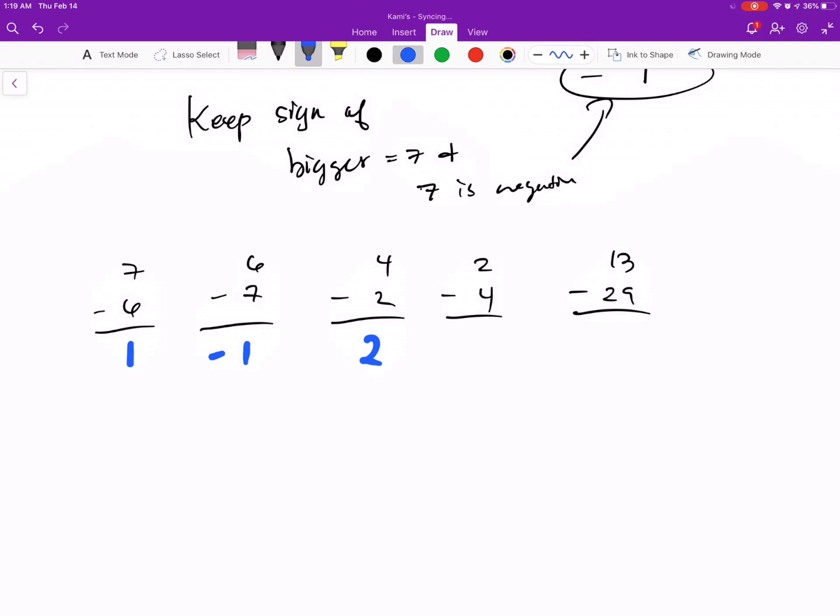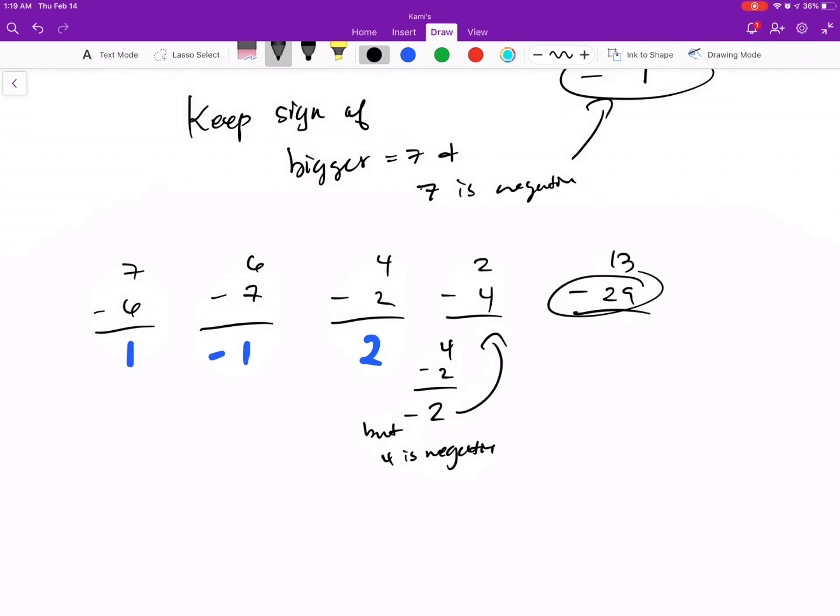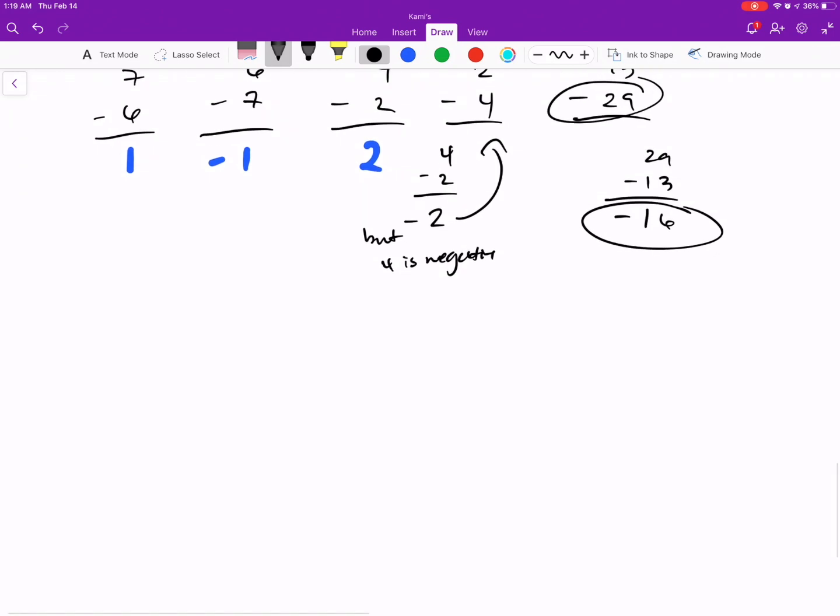So let's see. 4 minus 2. Shoot, sorry about that. Well, let's see. 4 minus 2 is going to be 2. But 4 is negative. So -2 will be our answer. Yes. Same thing here. We have -29. So 29 minus 13, that's going to be 16. And since 29 is negative, -16.